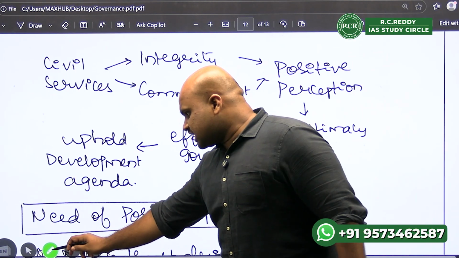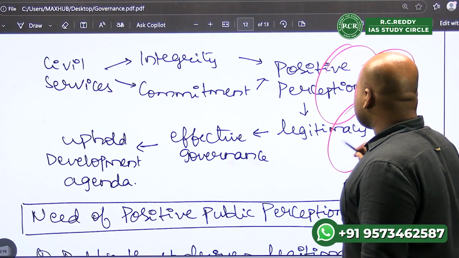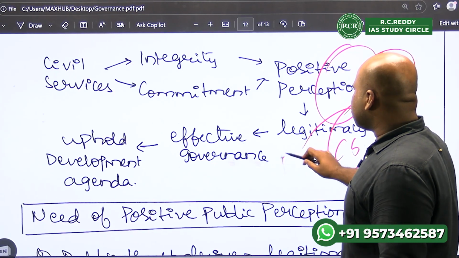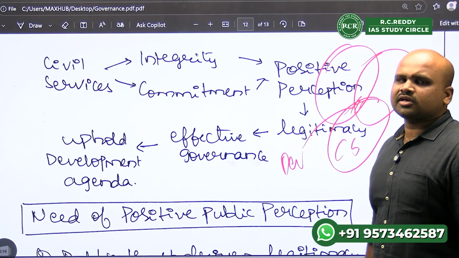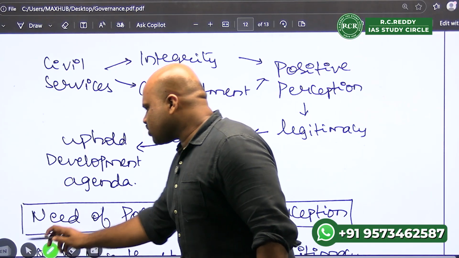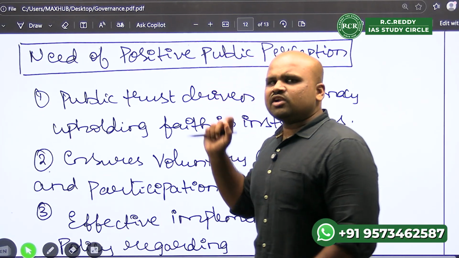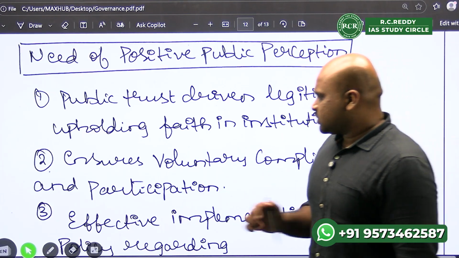Because when we look at any developmental agenda, we see civil services becomes one of the stakeholders with respect to the developmental agenda which is present in a particular country. So that is the ultimate aim of maintaining the doctrine of democratic governance. Now, what is the need for maintaining this public perception?